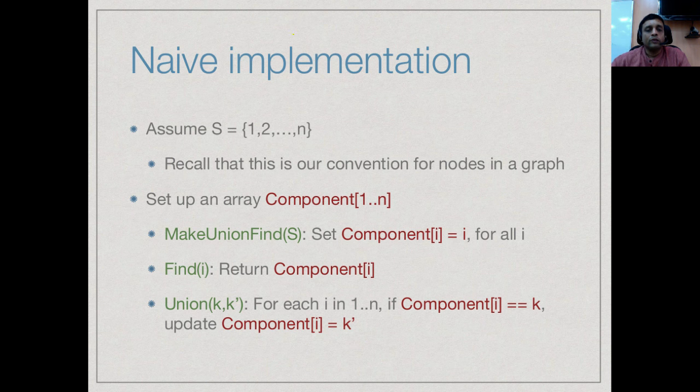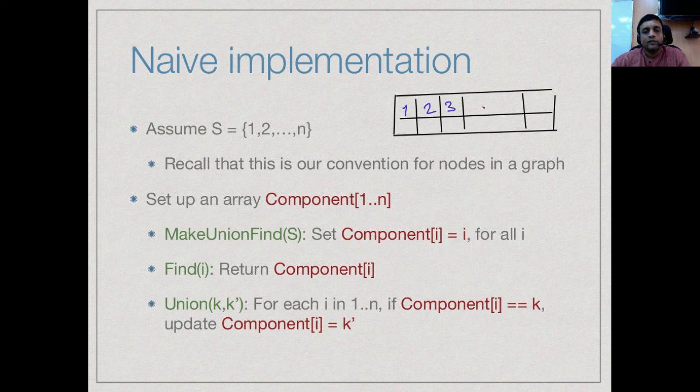So what we will do now is the easiest way to keep track of this is to set up an array, right? So we have an array which we will call component. And what will this array say? Well, this will say that for each of the vertices or nodes 1 to n, which component it belongs to, right? So initially we said each component will contain exactly one vertex, so we can just have vertex i in component i for every i.